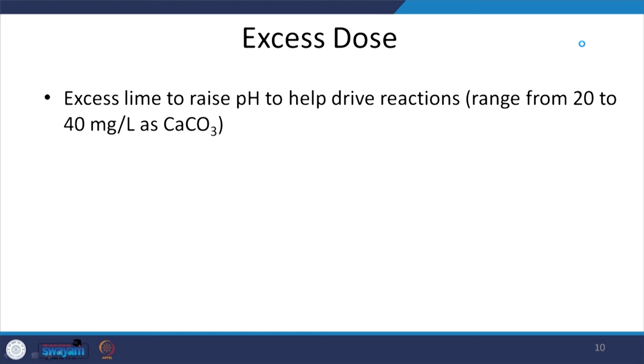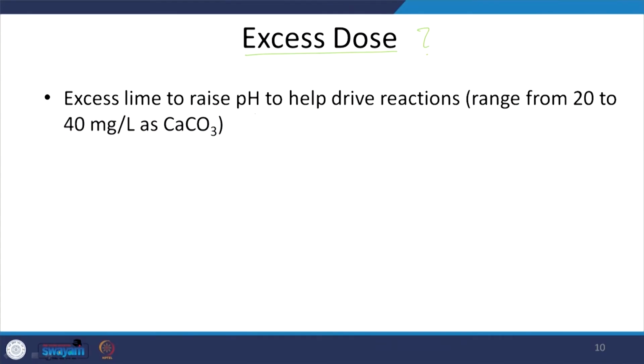Okay, another aspect, in general we have to add an excess dose. Why is that required? Because we want to keep the solution supersaturated. Just saturation or adding the amount just stoichiometrically enough for triggering the relevant precipitation will not be good enough. That is why you need to add an excess dose to drive the relevant reaction. So here they are saying that it's from 20 to 40 milligram per liter expressed as CaCO3. This is with respect to lime, let's say. Lime expressed in the units of CaCO3, you need to add almost 20 to 40 milligram per liter.